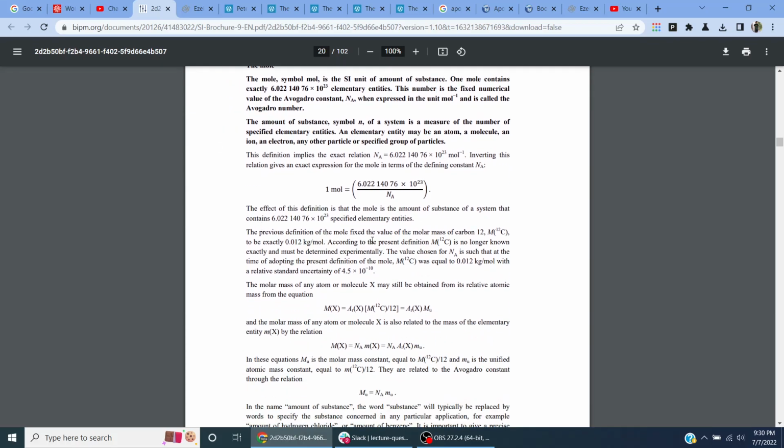The previous definition of the mole fixed the value of the molar mass of carbon-12 to be exactly 0.012 kilograms per mole. According to the present definition, the molar mass of carbon-12 is no longer known exactly and must be determined experimentally.